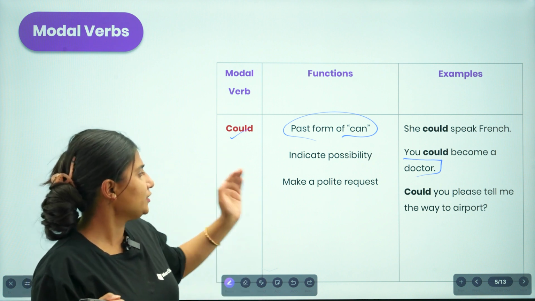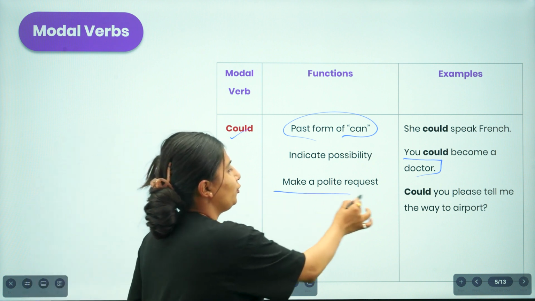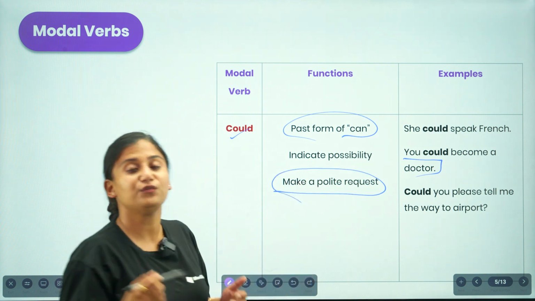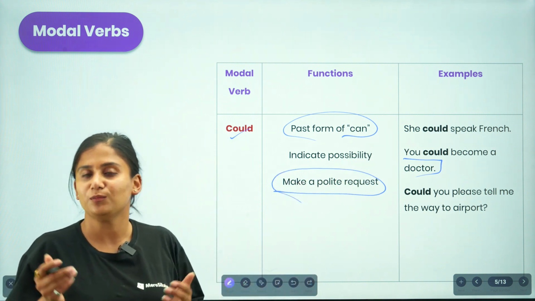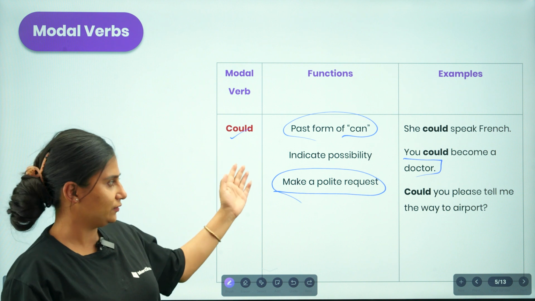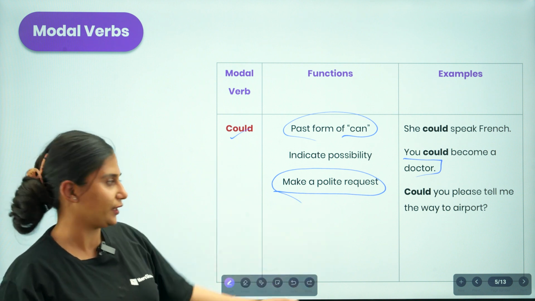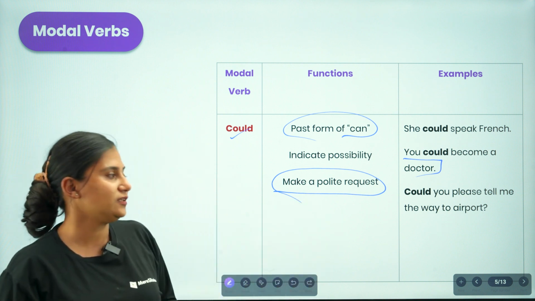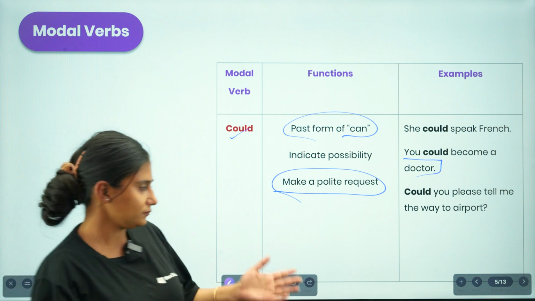Moving on, we use could in order to make a polite request. If you are to make a request in a polite way, we are supposed to use could. And the example is given over there. So, could you please tell me the way to the airport?